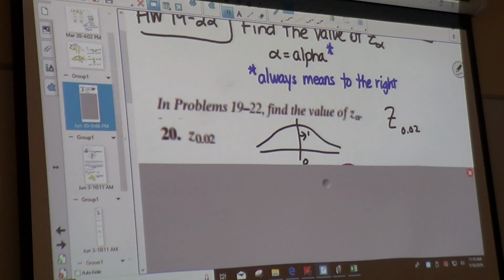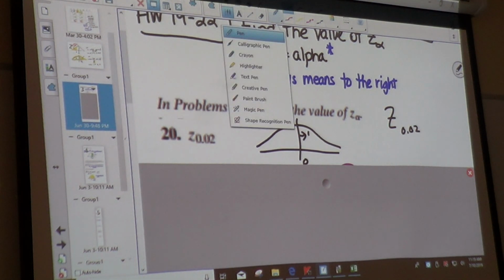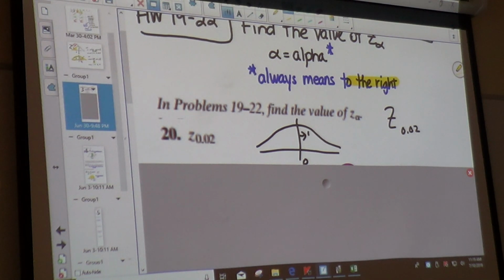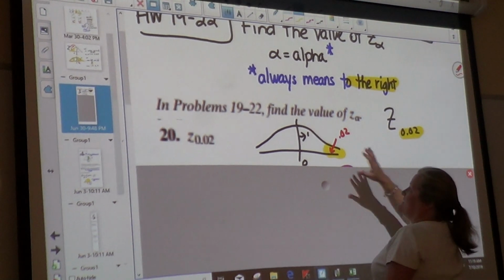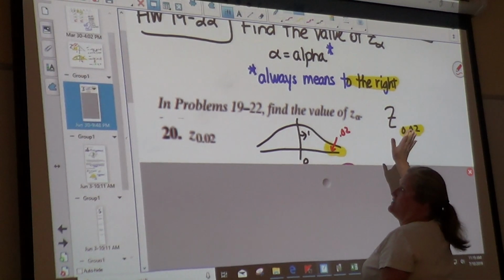Now, the point, hold on, let me find my little section where I am. Because this means shading to the right, that is telling me that 0.02 is my shade to the right. So 0.02, your alpha is always your shade to the right.